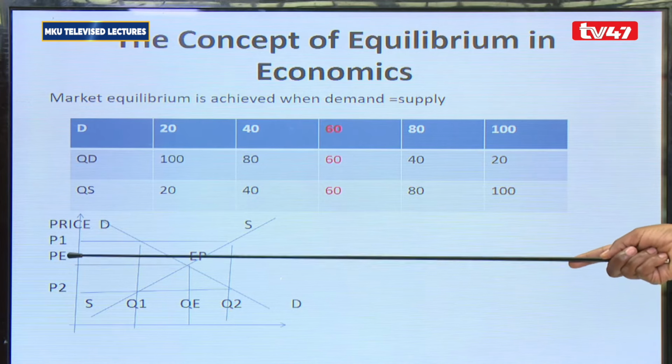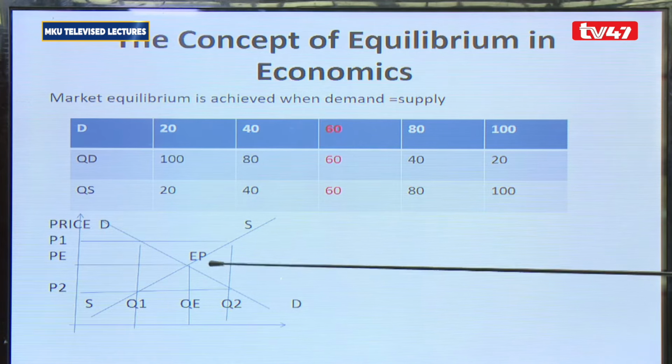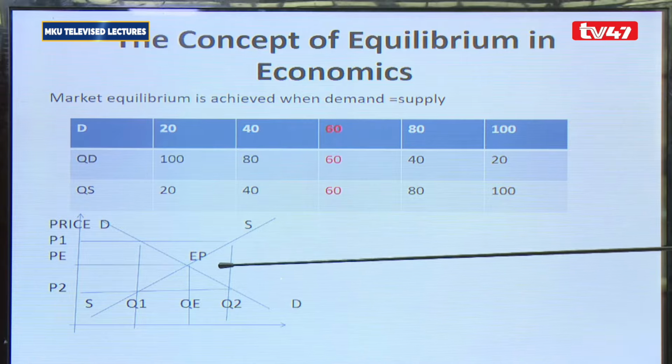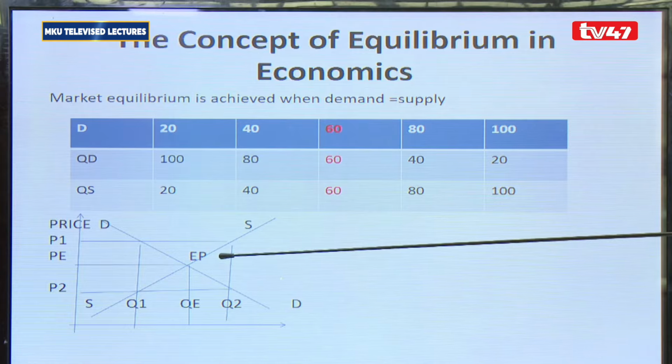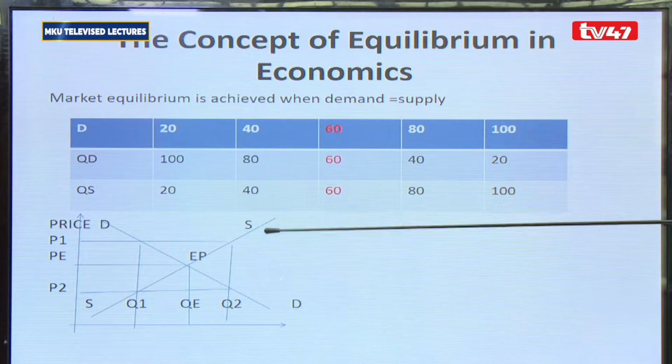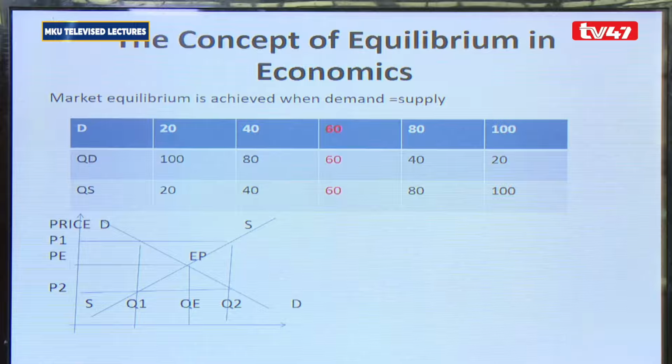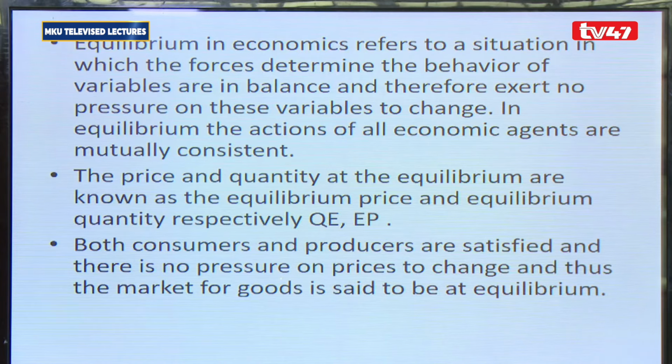PE is the equilibrium price. Where the two curves intersect, we call it the equilibrium point. We have the demand curve and the supply curve, and the quantities at different levels. So we can say that this market is at equilibrium when the price is at 60. At equilibrium, all the stakeholders, the suppliers and the consumers, are satisfied. In fact, what is brought to the market is sold. So everybody is happy with the market situation. We call that the equilibrium.